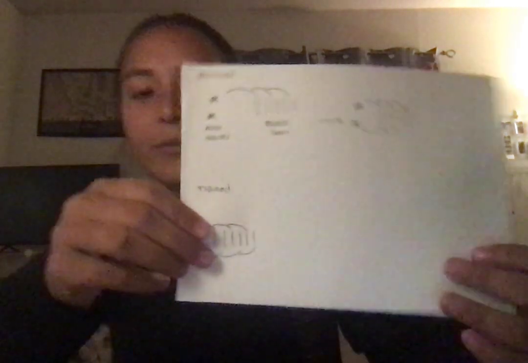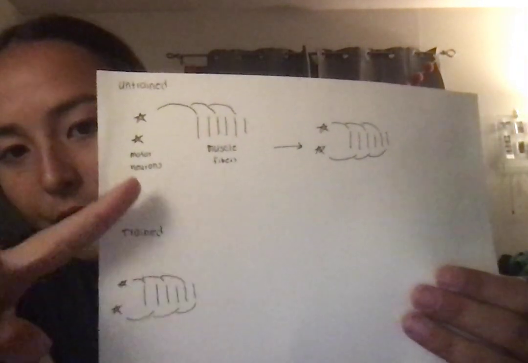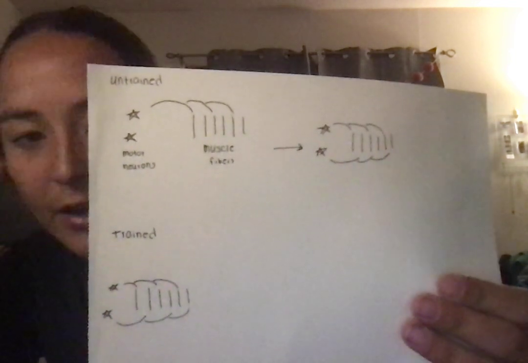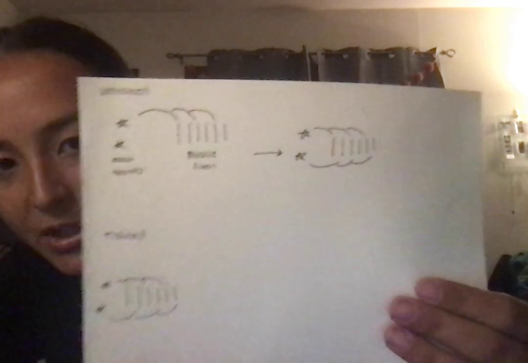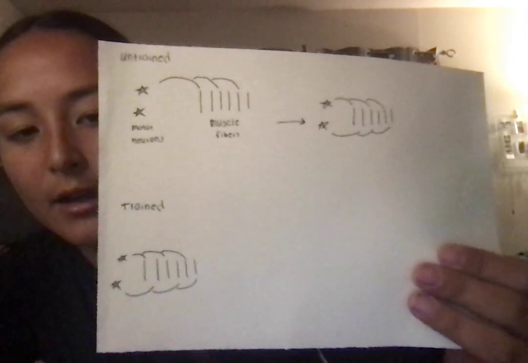So I have a little diagram here. As you can see, for the untrained people, this is the motor neuron. It's not all firing, and the muscle fibers are not all receiving the signal, but eventually they do. And then trained people, right away, all the signals are firing and all the muscle fibers are being used, which creates more force production.